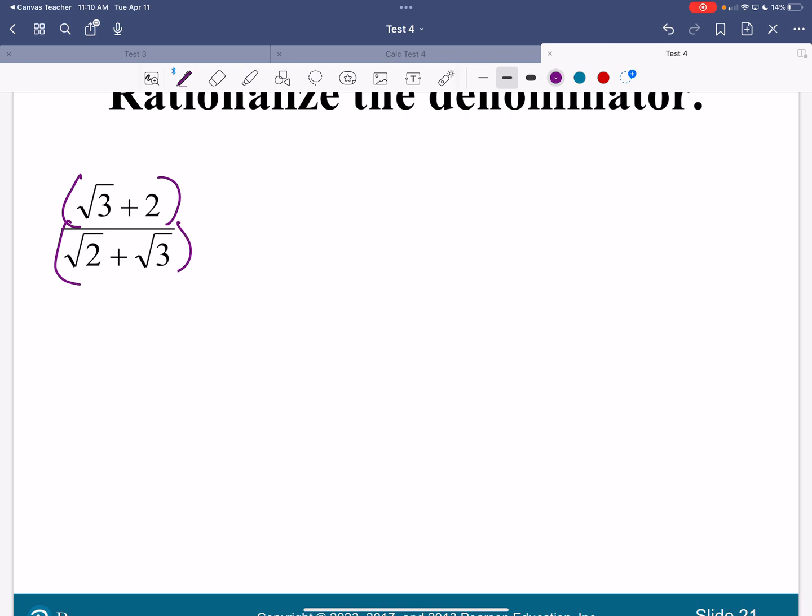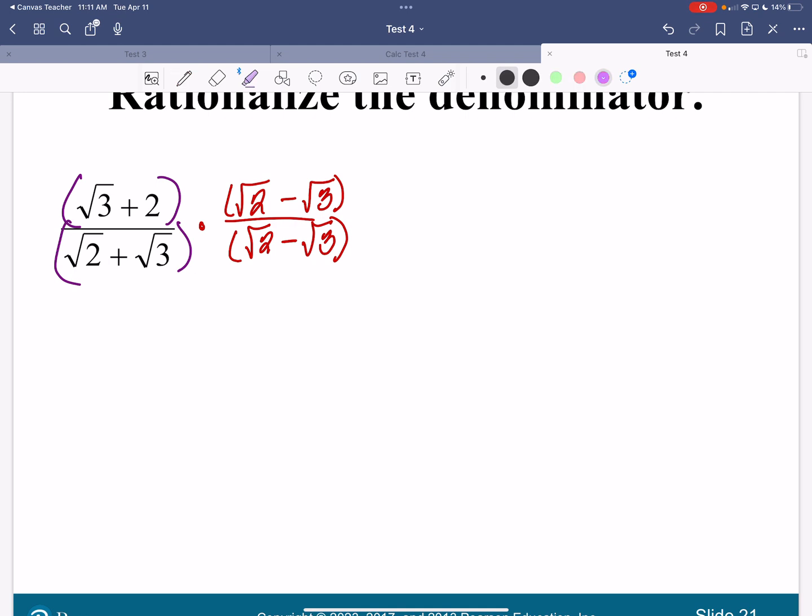I am going to figure out what I need to multiply by to rationalize the denominator. So I'm going to keep my square root of 2, and I'm going to keep my square root of 3. But instead of having a plus right here, what am I going to have? A minus. And if I multiply the denominator by that, I have to multiply the numerator. Okay? So I have to FOIL twice.